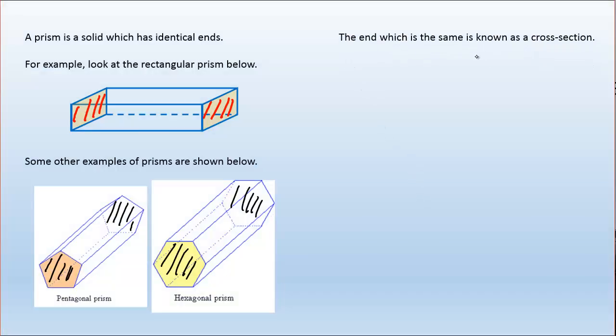The end which is the same, so this rectangle here, the pentagon here, the hexagon here, is often called the cross-section of the shape. We can calculate the volume of a prism using the formula: the volume is the cross-sectional area times the length.